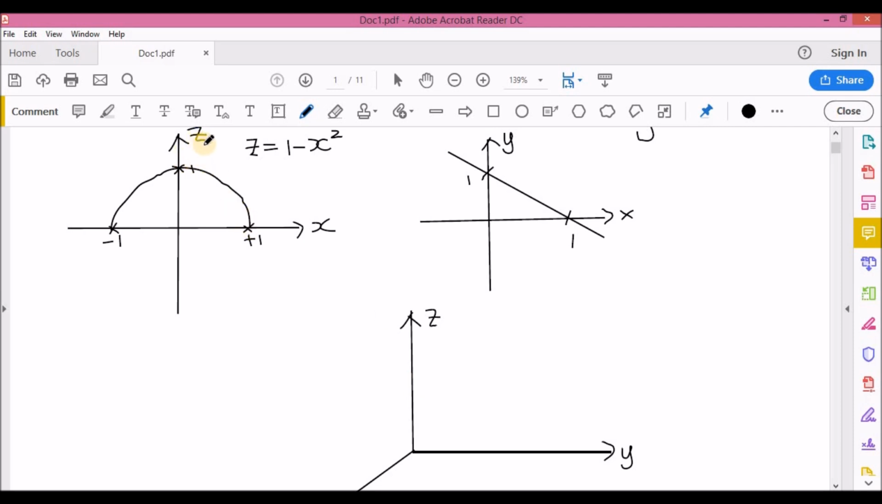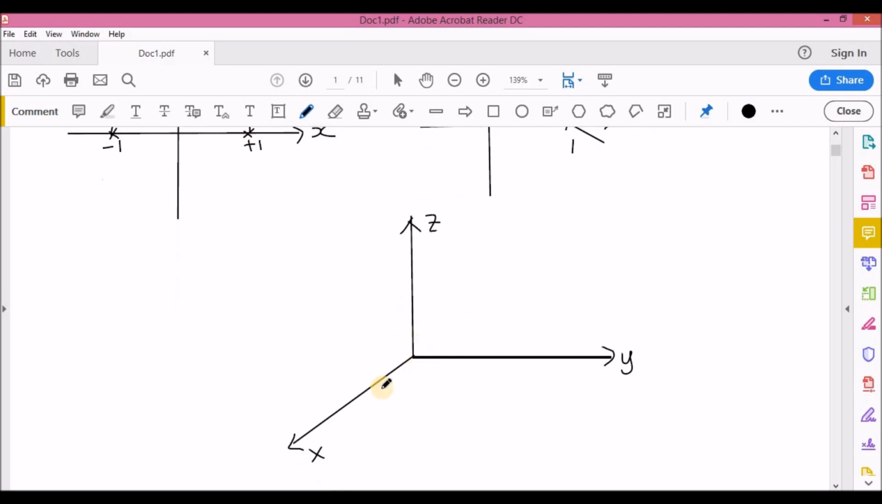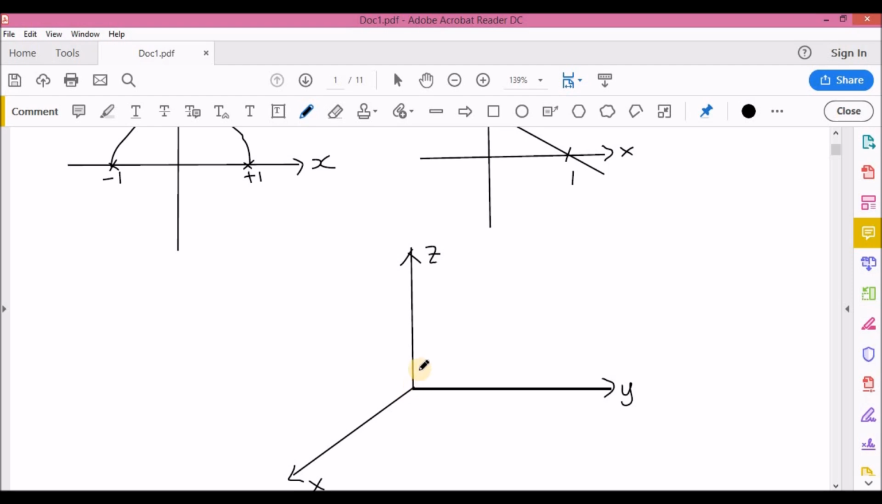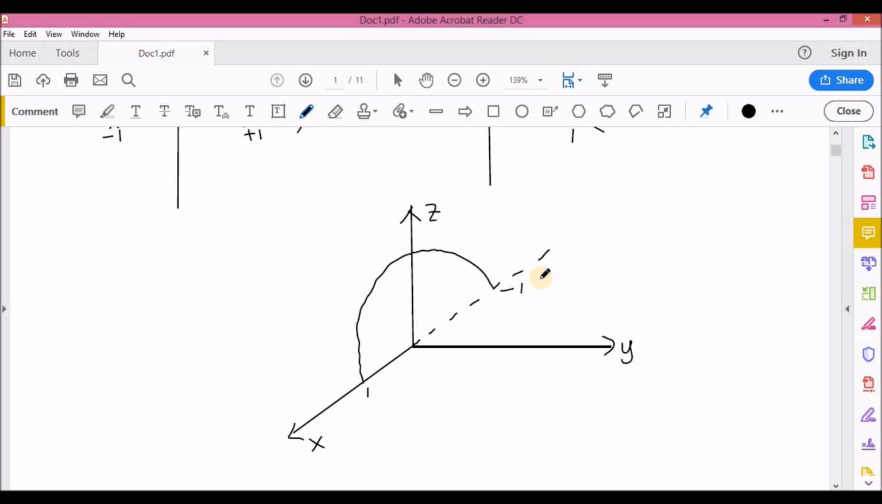So let's look at this one, zx. This is z and this is x. We have to transform the diagram here into 3D. So I will extend this axis in the negative direction. After that I draw the curve, like this. This one will be your curve, and this is 1, this is negative 1. Then you can extend this structure in the y direction.